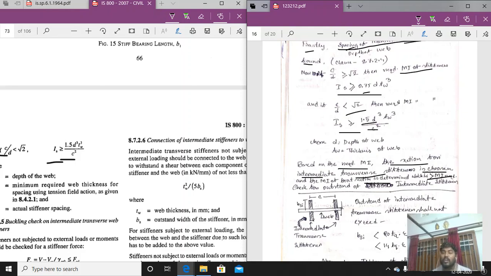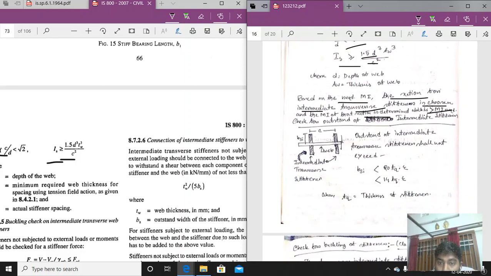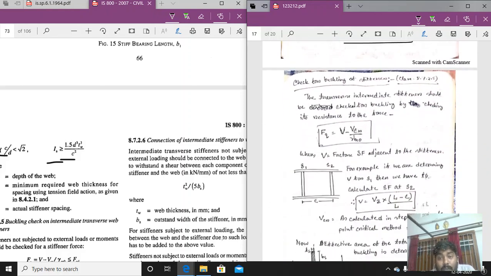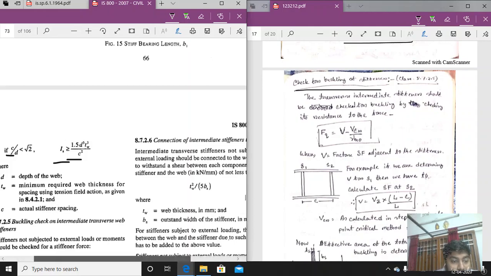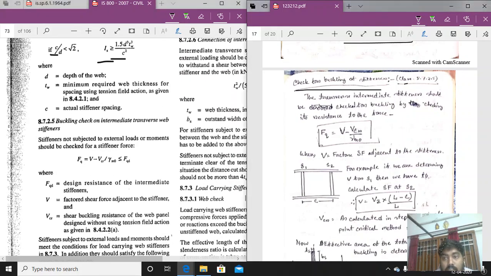Now coming to the check for the outstand, it is similar here also. The outstand check is done from a similar formula, 20 t_q epsilon, 14 t_q epsilon, where t_q is the thickness of the members. It is the same as in the case of bearing. Now coming to the check for the buckling, it is also the same. The buckling of transverse stiffeners should be checked by checking its resistance to the force. The resistance to the force for the buckling stiffener is given as per clause 8.7.2.5.